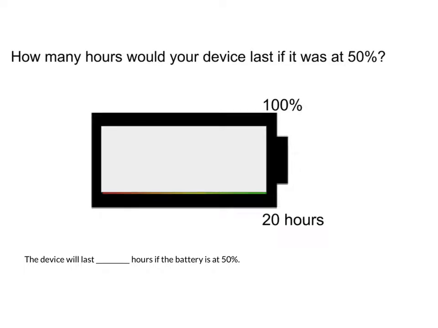Okay, so what we're gonna do, we're gonna go ahead and start with the battery. So it says, how many hours would your device last if it was at 50%? So if you have the full battery, that's 100%, and 100% means that your battery is gonna last 20 hours.